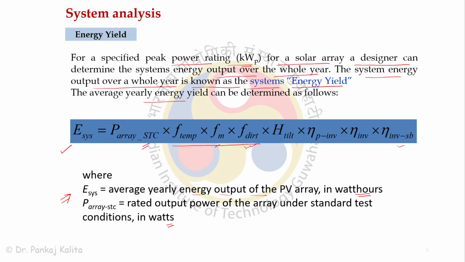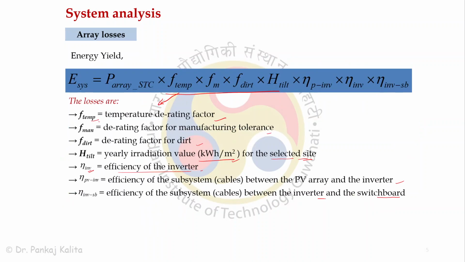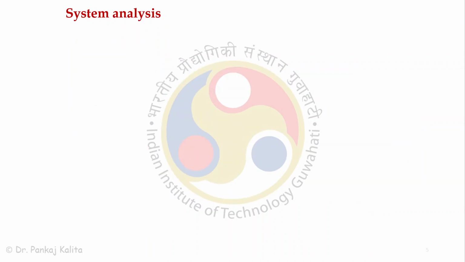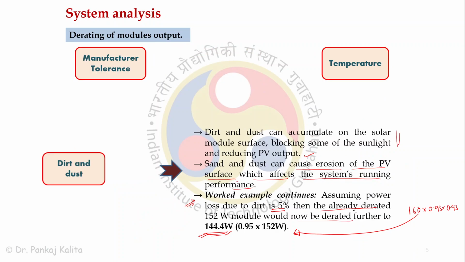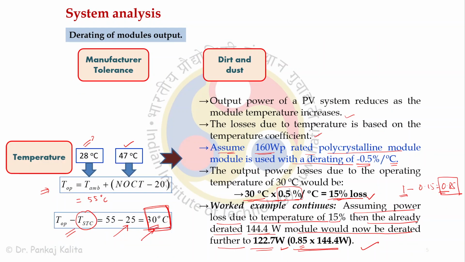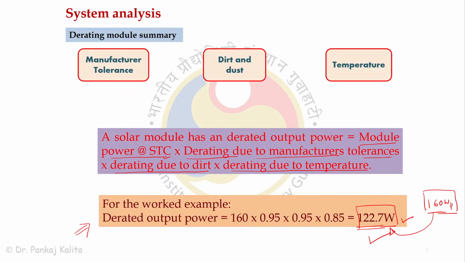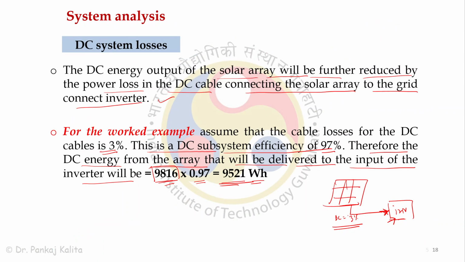AC capture losses, system losses, energy yield. These are the formulas which you need to remember. Just put the values, get the answer. Most of the numericals are based on these formulas. Energy yield of the system, system losses, derating modules. I think we don't need to discuss each and everything here. So, yeah.